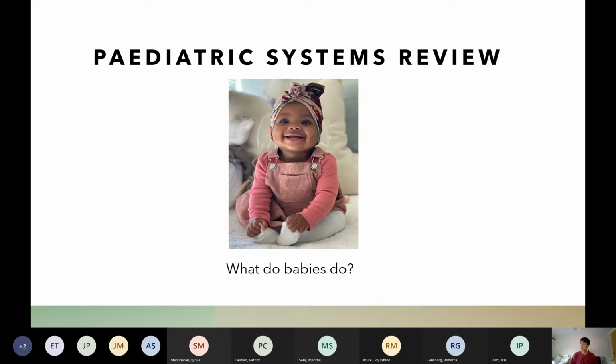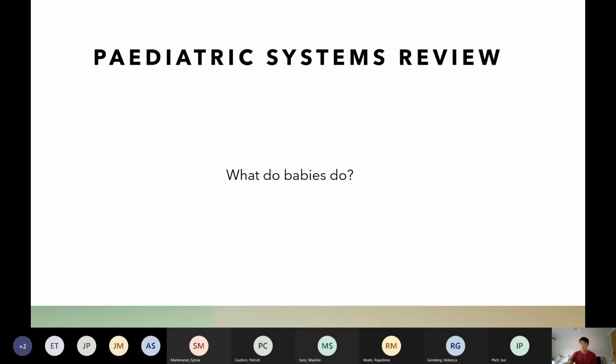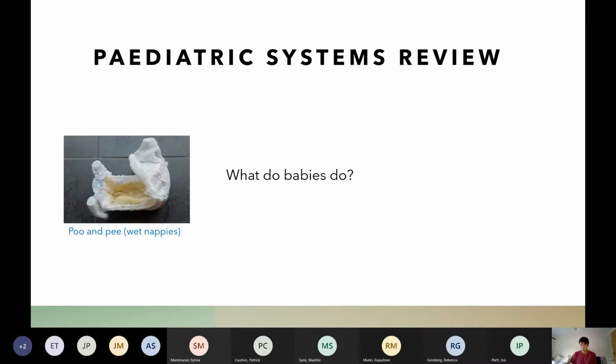Anything else? Poo, vomit, good, very, very good, very extensive. Babies are boring because they only do these things, and grow, that's a very good one. I haven't actually put that on my slides. So, babies poo and pee, so ask about wet nappies.